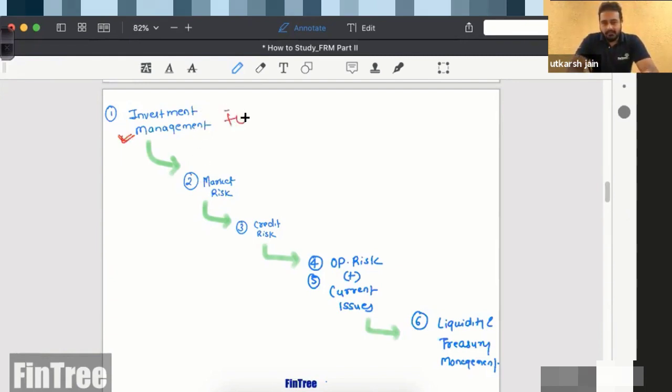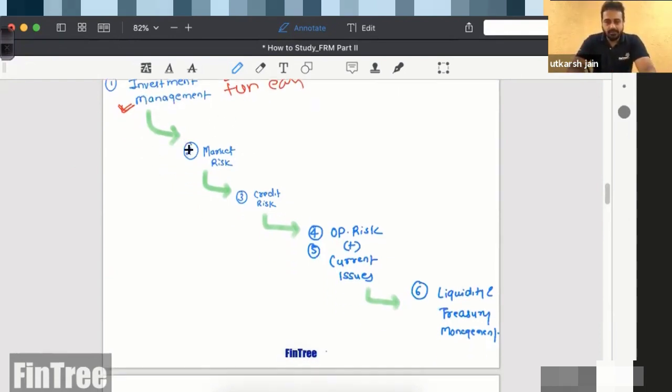This is a fun topic. It's relatively easy or moderate in terms of level of difficulty. It's exciting, so that will get you motivated to start your studies. Then from investment management, you go to market risk. So slowly that gradual move towards FRM Part 2 type of content will happen. This is still calculation, so it will still keep you interested in the studies.